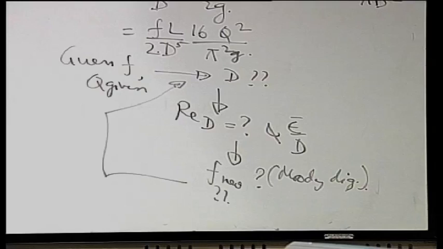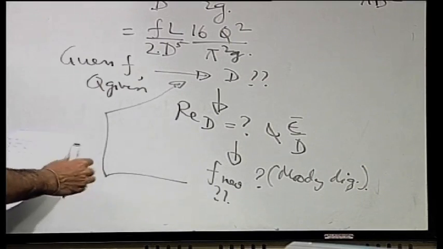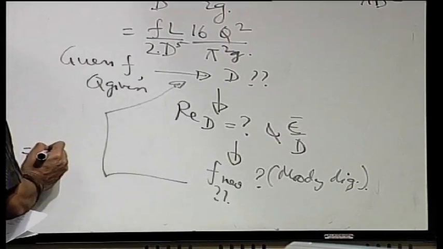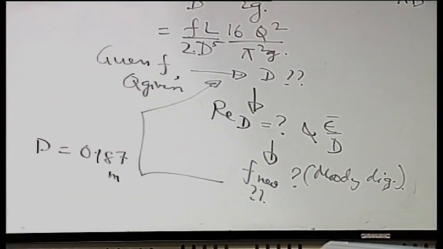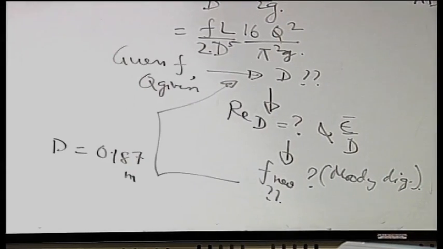Okay. So let me give you the answer to this problem. The answer to this problem is the diameter equal to 0.187 meter. So these examples just illustrate how you can make use of the Moody's diagram for working out different simple problems, and we will continue with that in the next class. Thank you.